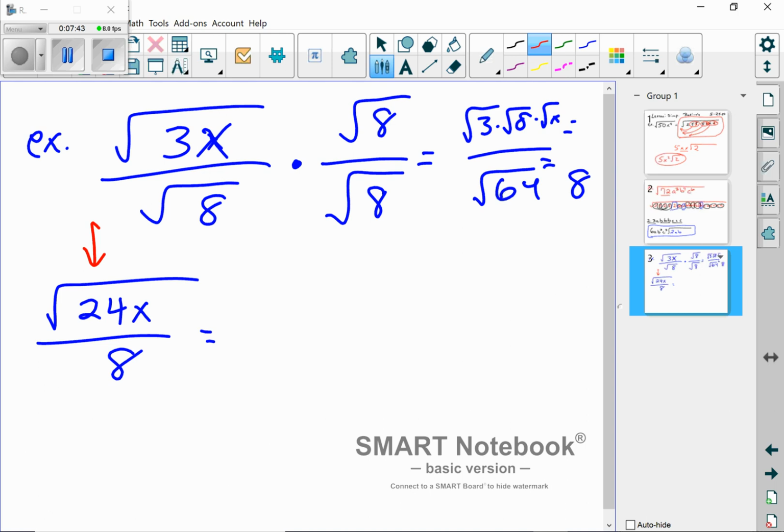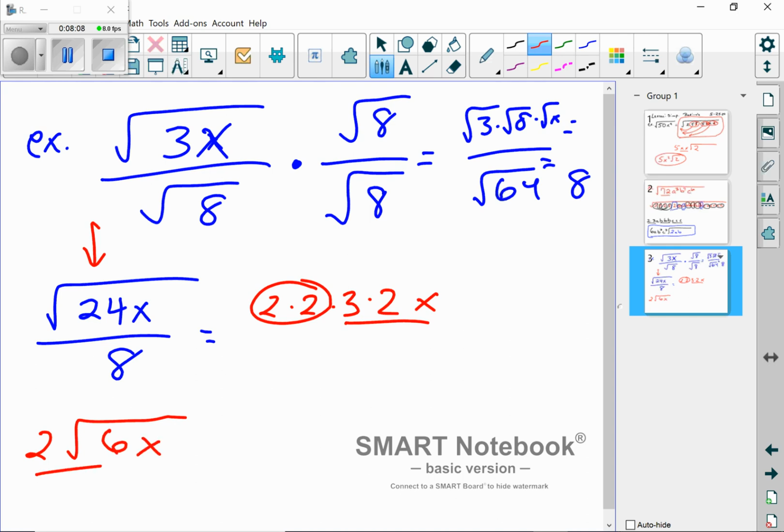Now, what we've got to do here is see if this top radical sign can be simplified. So I'm going to do a little factor tree for that, and I'm going to get 2 times 2 times 3 times 2, right? I guess that'll be 6 times 4 times x. We're looking for pairs. We've got a pair of 2's, that's it. So you pull a 2 out. So we're going to have a 2 square root of 6x inside over 8.